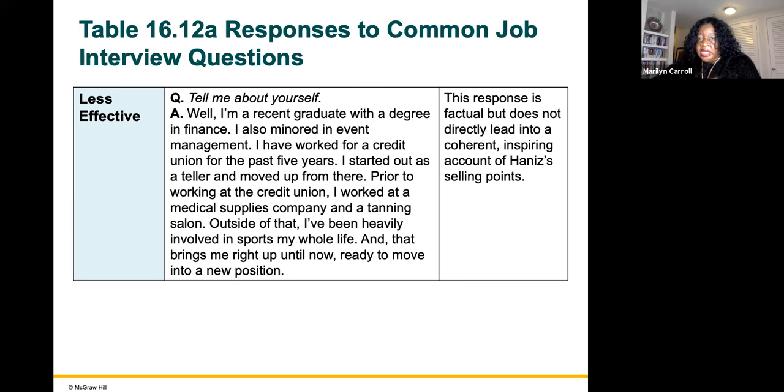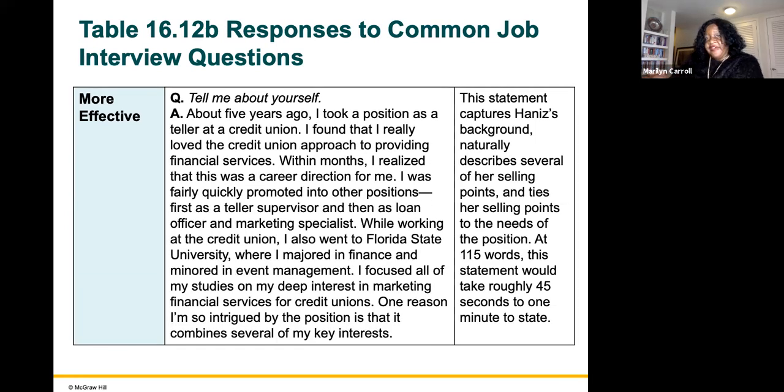This response is factual, but does not directly lead into a coherent, inspiring account of Hunt's selling points. So here is a more effective way of answering, tell me about yourself. About 5 years ago, I took the position as a teller at a credit union. I found that I really loved the credit union approach to providing financial services. Within months, I realized that this was a career direction for me.